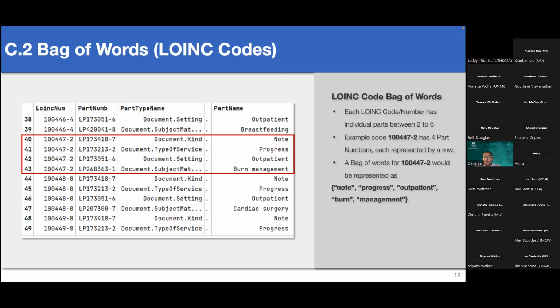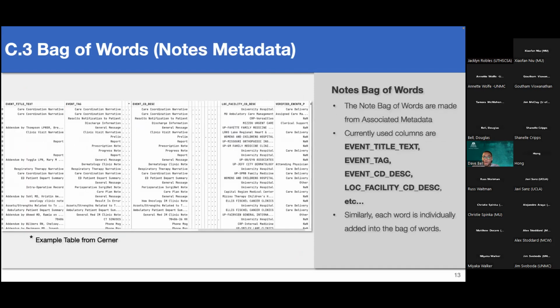This is an example of how the different parts are brought together to form the bag of words. So as you can see, we have note, progress, outpatient, burn, and management. Each is a different word, although burn management is a phrase in this case. But that's one of the strengths of bag of words. We don't need phrases per se. And here is the metadata from Mizzou on how they got their 5 dimensions mapped to form their bag of words. You may not be able to see this in great detail, but each row represents one set of metadata.